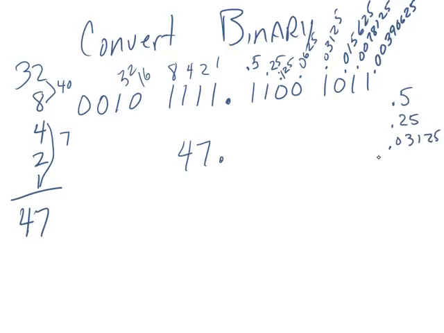0.03125. I'm going to run out of room. 0.0078125 and 0.00390625. And my calculator is across the hall. So somebody want to add that for me?